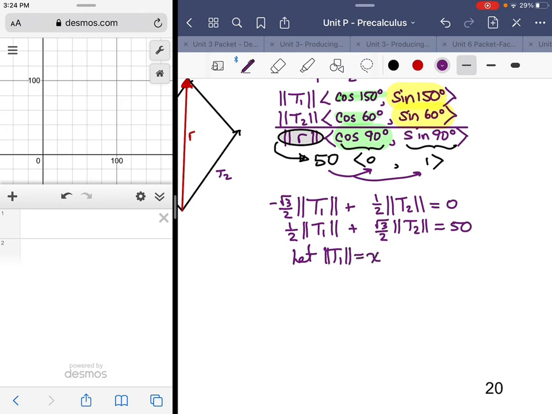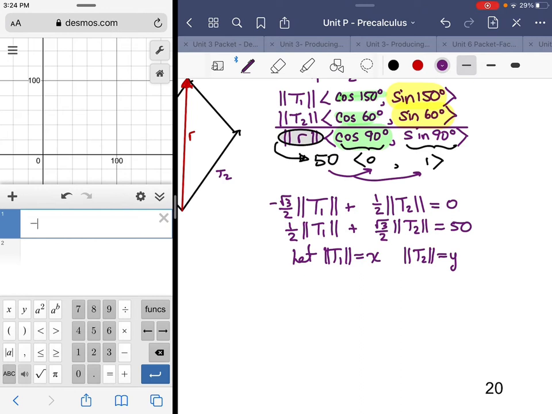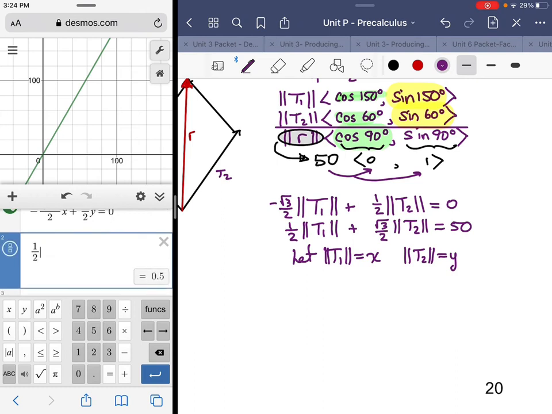All right. So we're going to solve this system of equations using the calculator where we have T1. I'm going to replace that with an X. And where we have T2, I'm going to replace that with a Y. So it's going to be negative square root of 3 over 2 x plus 1/2 y is going to be equal to 0.